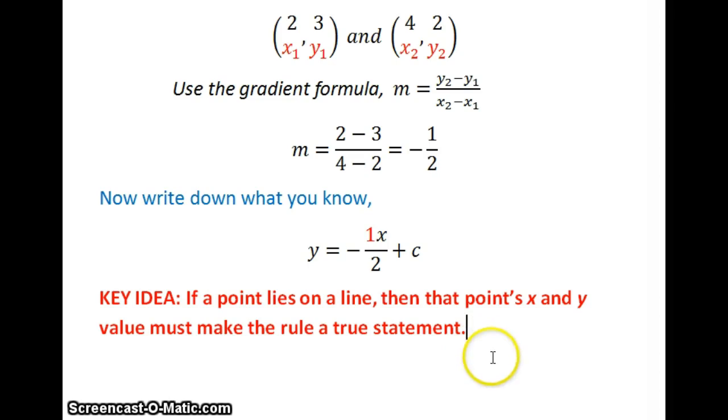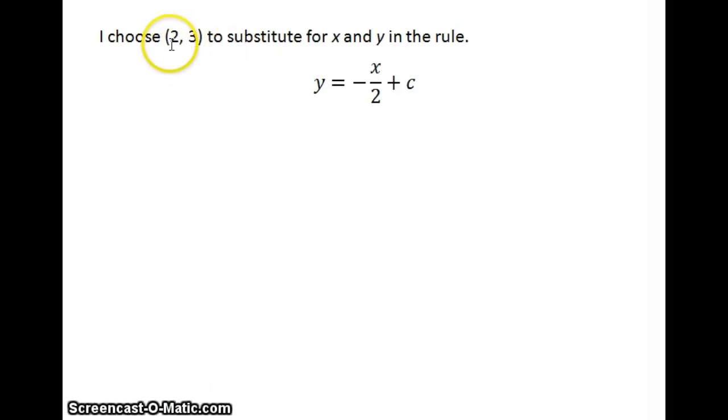Now we use our key idea like before. If a point lies on a line, then that point's x and y value must make the statement true. I'm going to just choose the first point. I'm going to substitute this into the rule we know so far. Remember, I didn't really need that 1 there. Okay, this is the rule we know so far. So, y is 3 and x is 2. So I'm going to edit this rule now.